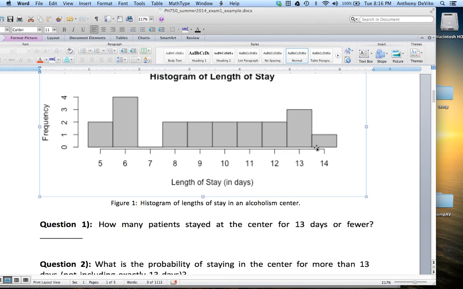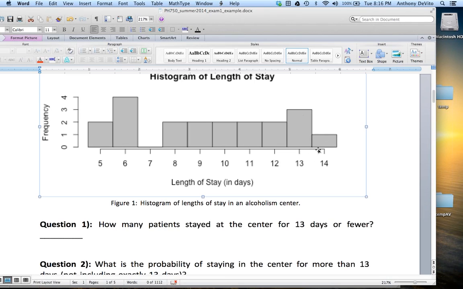Okay, one person out of the 20 stayed for 14 days. See, the height of that bar is only one person, right? They're the only ones that stayed for 14 days. Everybody else stayed for 13 or fewer days. Now, if you had counted up from the left, you would have got 2, 2 and 4 is 6, and each one of these is 2. So 6, 8, 10, 12, 14, 16 people.